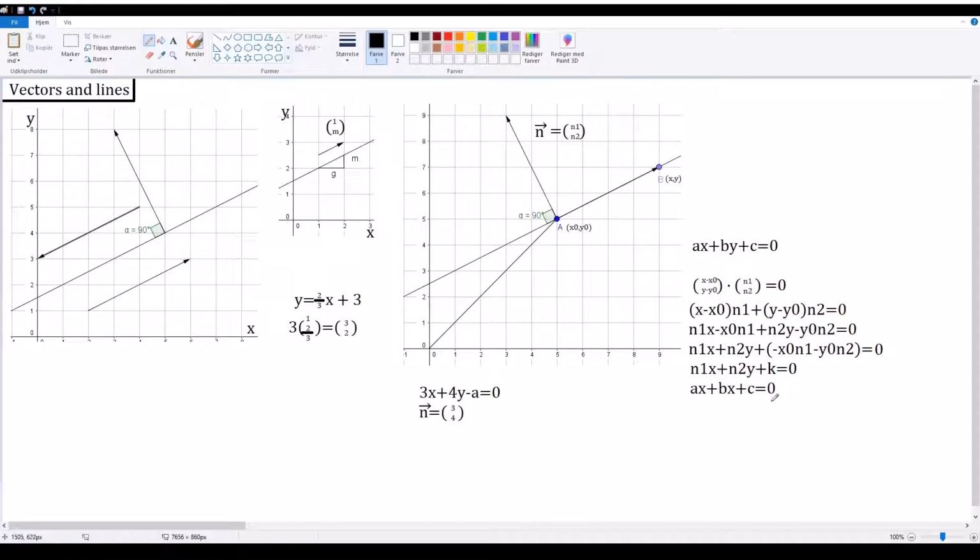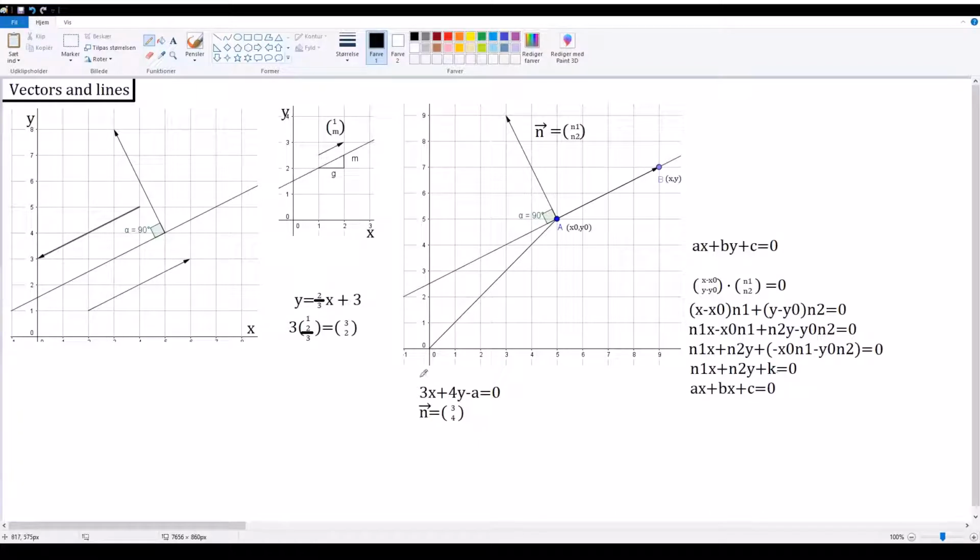And as you can see, this looks like the normal equation of the line, or the general equation of the line, because we have n1, which is our a value, and then x, and then n2, which is our b value, and y, and c is our scalar, just like k is here, and then equals 0. Here we can say that a is equal to n1 and b is equal to n2.